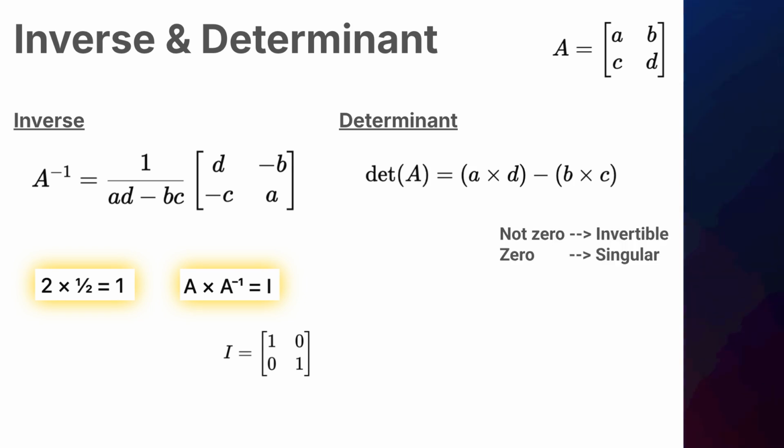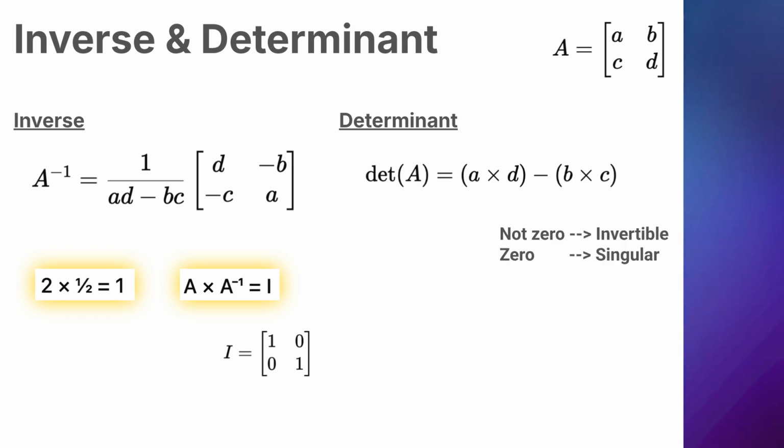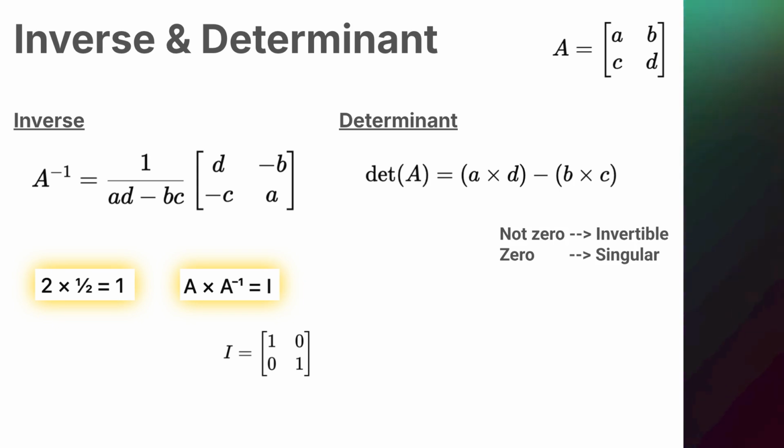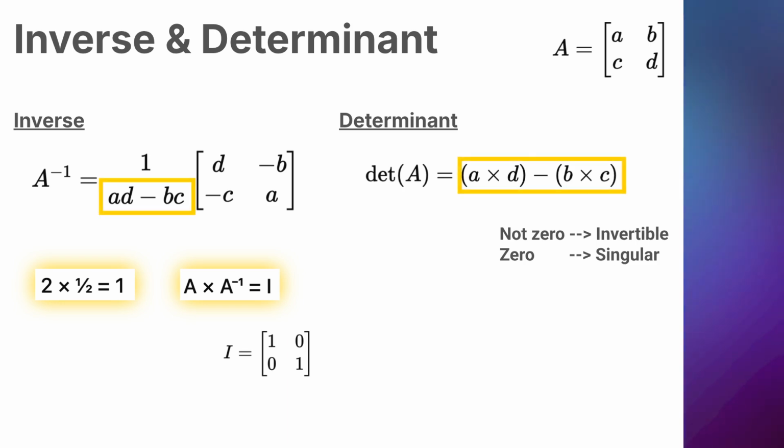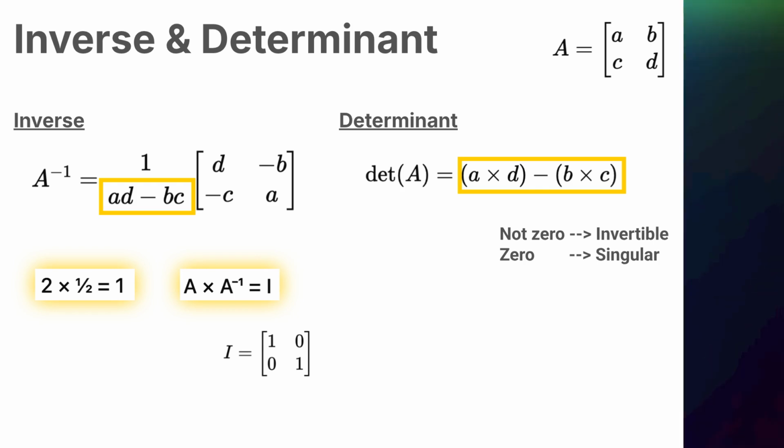If the determinant is not 0, the matrix is invertible. It has an inverse. If it's 0, the matrix is singular. You can't undo it. As you can see, the determinant is in the inverse. So when you calculate the inverse, you need to find the determinant first.